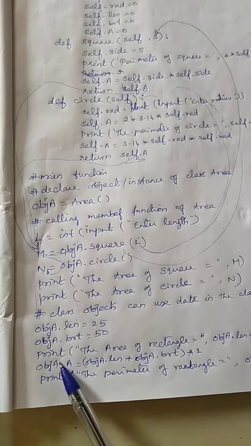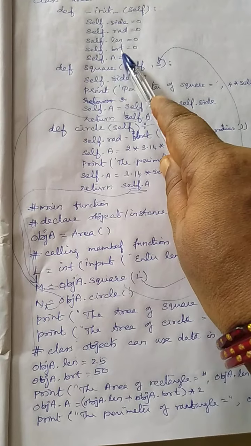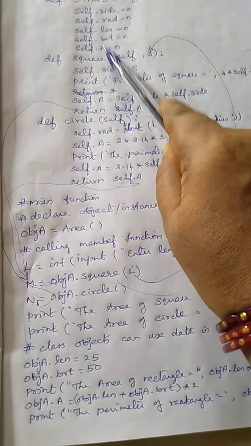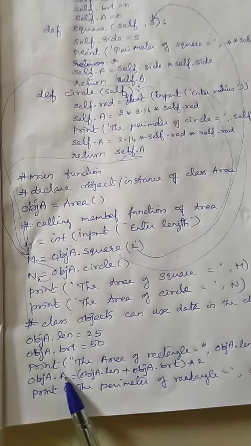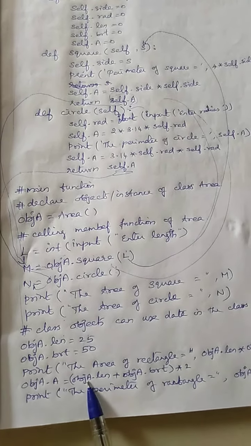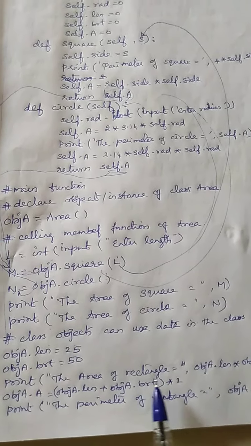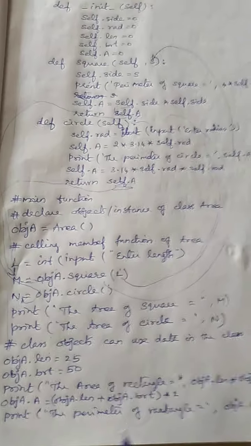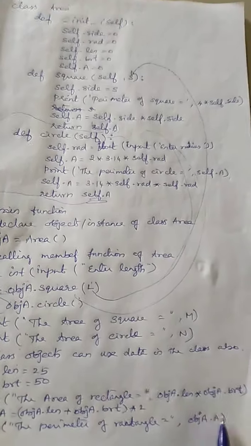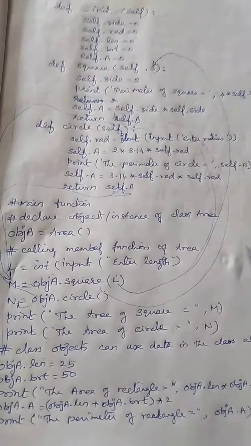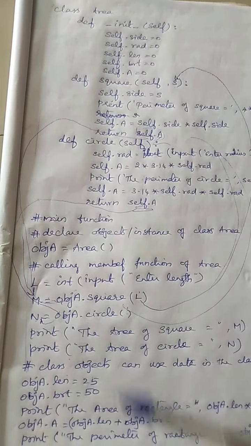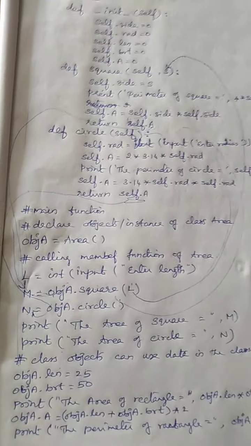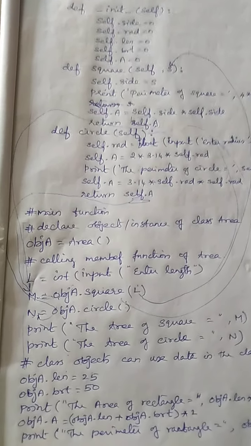Now we can use another variable inside this class, self.a, that is a. Self is referred to inside the class, a is the variable. Now that variable is used here: object a dot a is equal to object a dot length plus object a dot breadth into 2. So 2 into (L plus B) is the perimeter. So print the perimeter of rectangle equal to object a dot a. So the members of the class data have to be used along with the object name, whether it is a data member or a member function. I hope that you are able to understand.